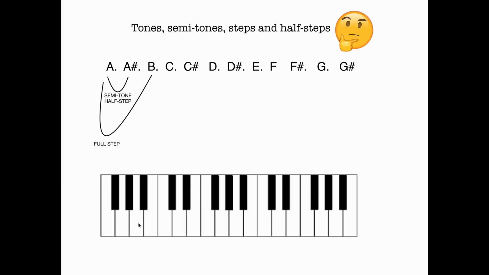Up one semitone is A sharp, another semitone is B, another semitone is C, semitone C sharp, D, D sharp, E, E to F, another semitone, F to F sharp to G, and G to G sharp.